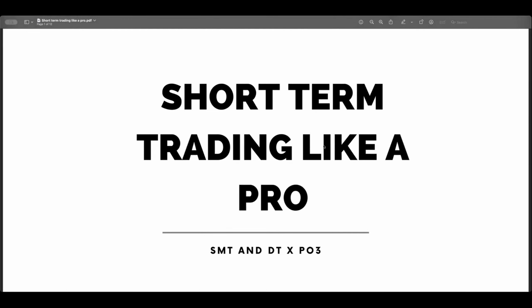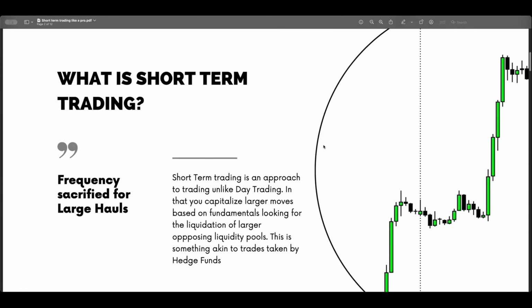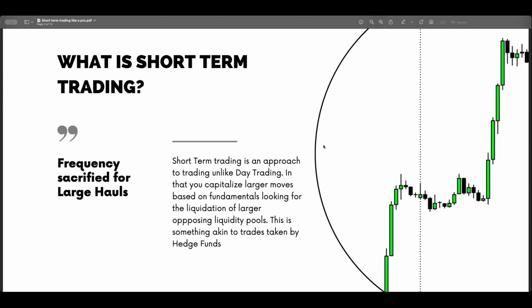Okay, so whenever we are considering short-term trading, we're actually thinking about long trades. So we are actually sacrificing frequency of trades for basically catching a large haul. Okay. Now, what is short term? So, like I said, frequency sacrificed for large hauls.